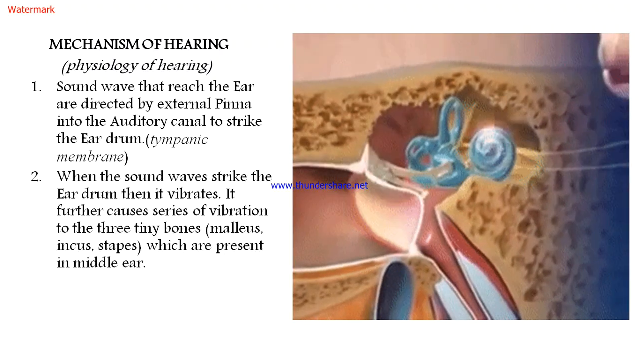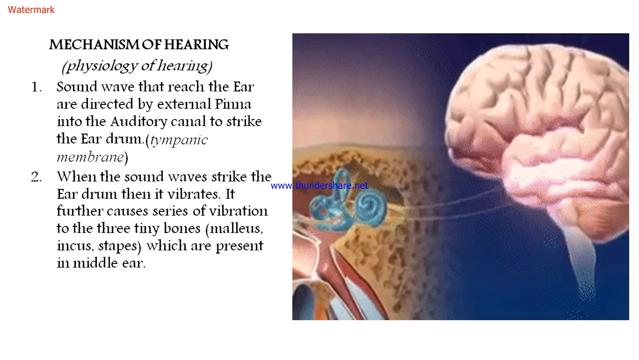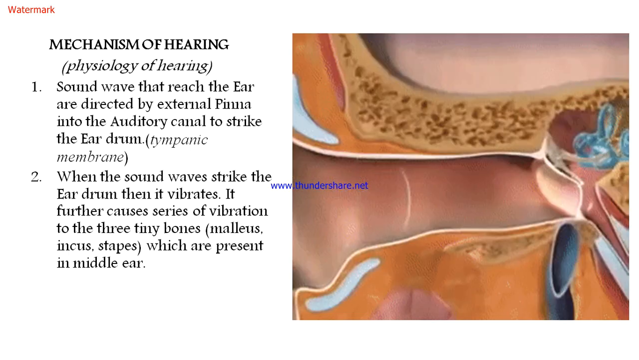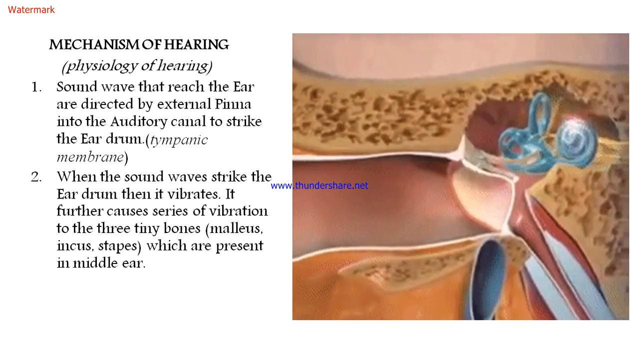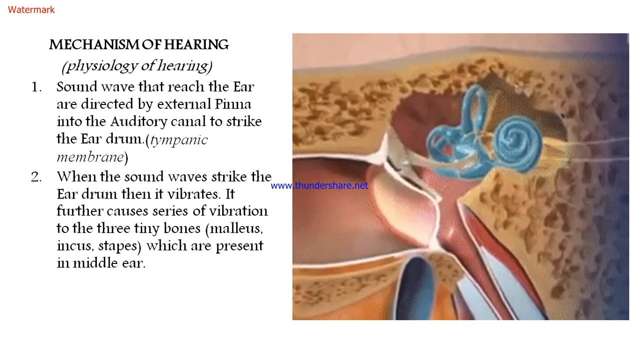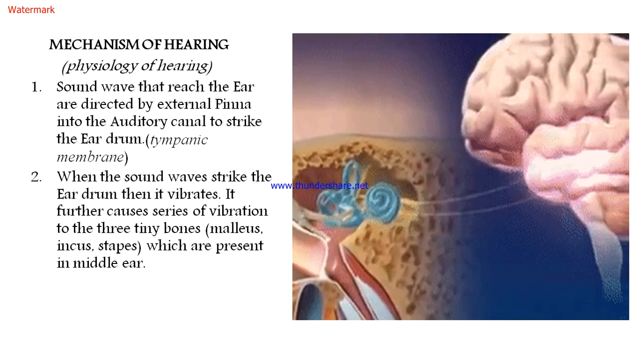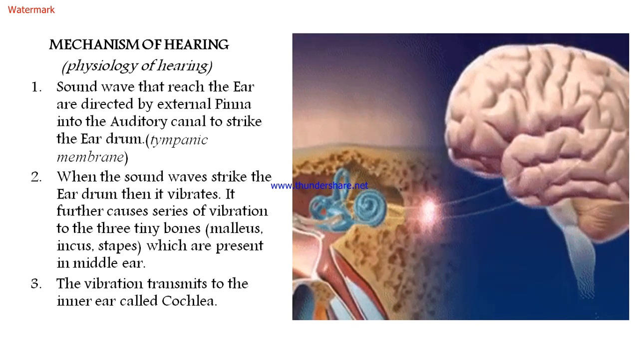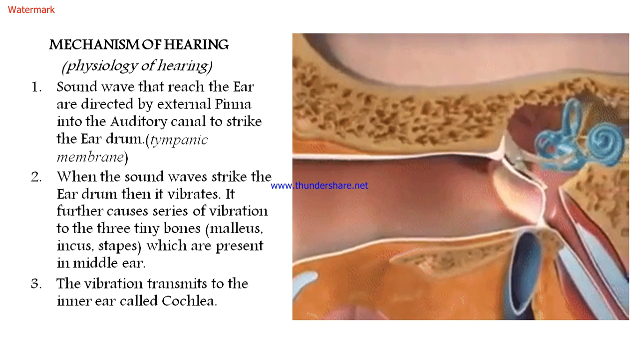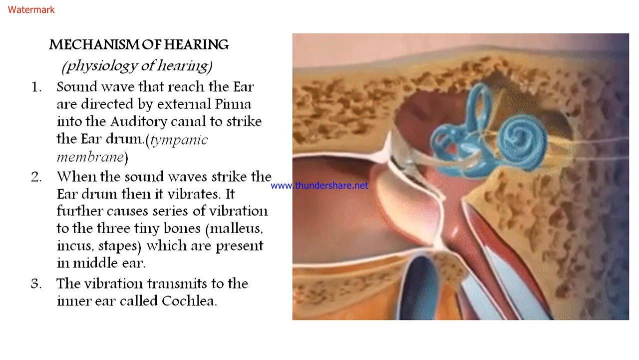It further causes a series of vibrations in the three tiny bones: malleus, incus and stapes, which are present in the middle ear. Next, the vibrations are transmitted to the inner ear, called the cochlea.